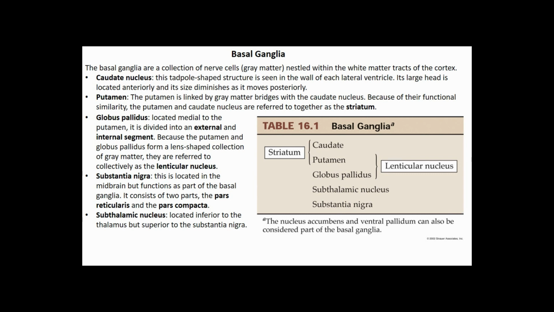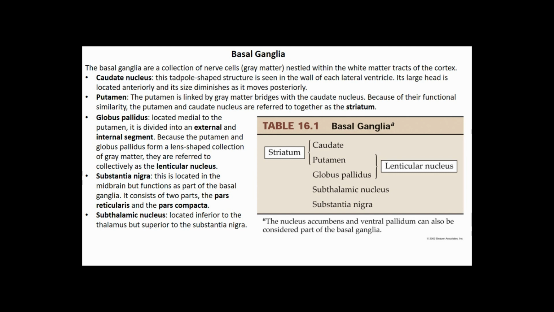Alright, so now let's talk about the basal ganglia. Essentially, the basal ganglia are a bunch of nerve cells inside the cortex. They're not technically ganglia since they are within the central nervous system, but that's the name we've stuck them with. They are the caudate nucleus, which is a large, basically tadpole-shaped gray matter collection of cell bodies that is in the wall of the lateral ventricles.